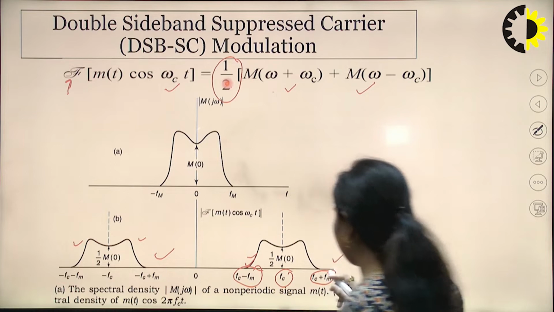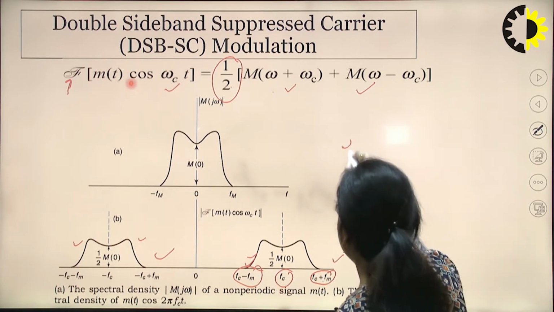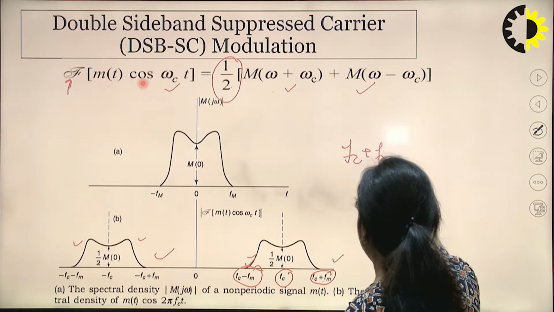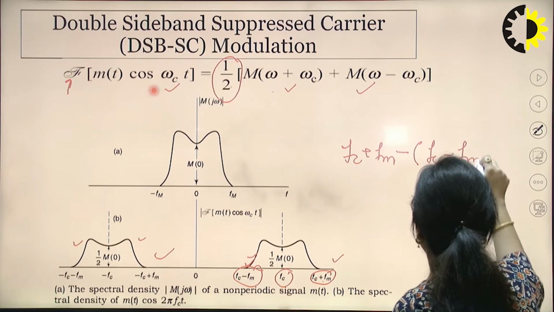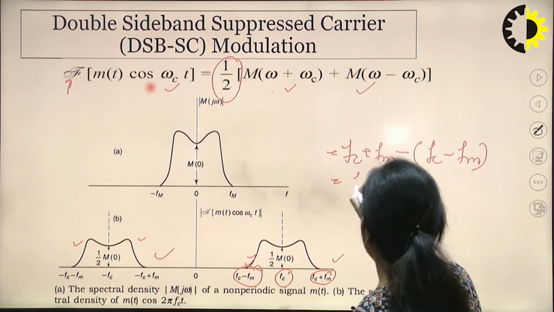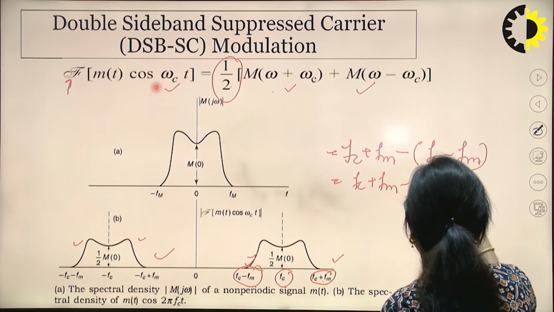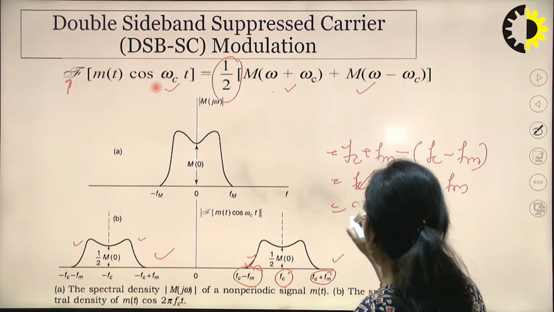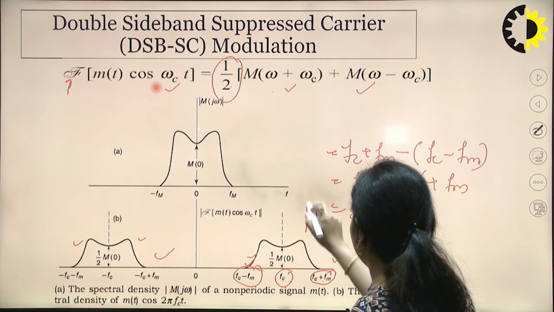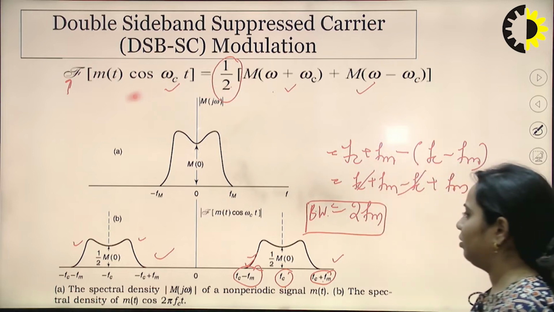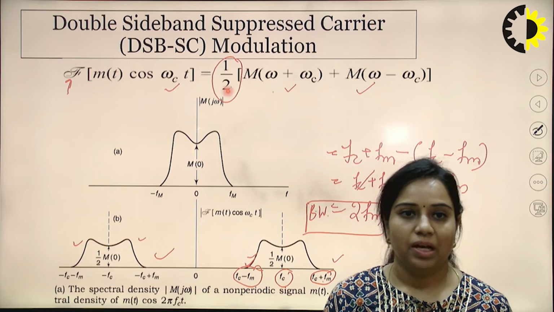Now if you are going to subtract this particular frequency, let's say this is FC plus FM, subtract this from FC minus FM. So the bandwidth will be equal to FC plus FM minus FC minus FM, and you can cancel this FC term. So the bandwidth will be equivalent to 2 FM. So this is the standard bandwidth of DSB-SC signal, which is same as the DSB signal, that is double sideband.